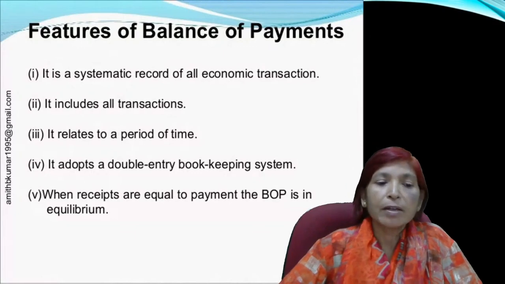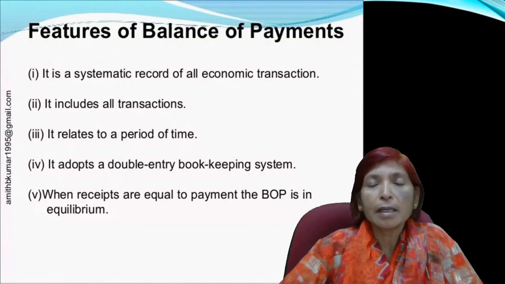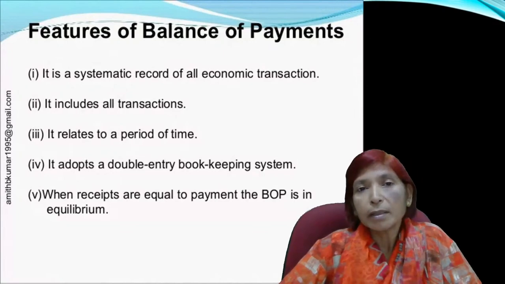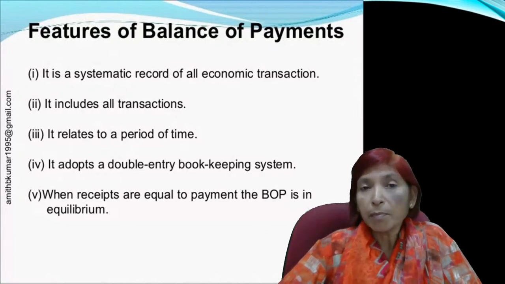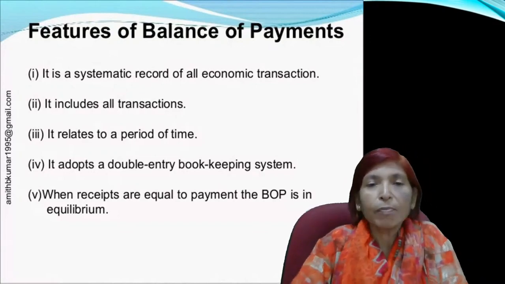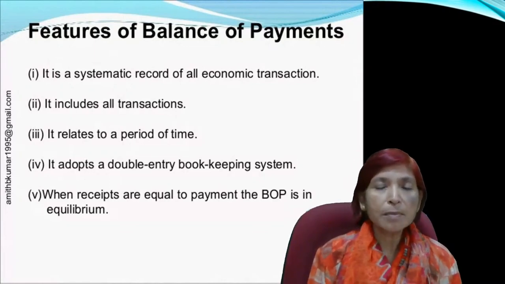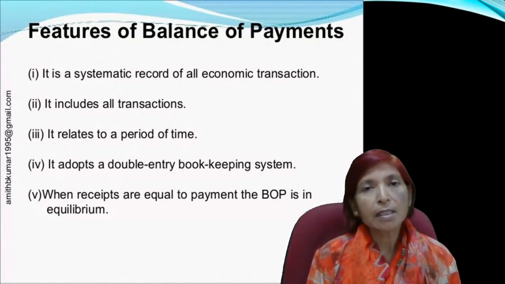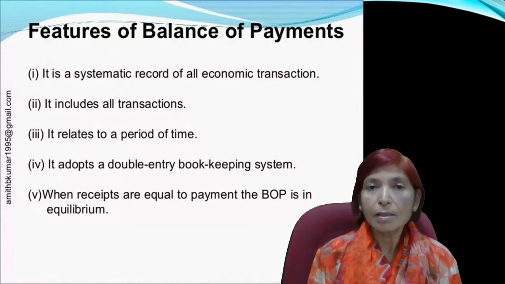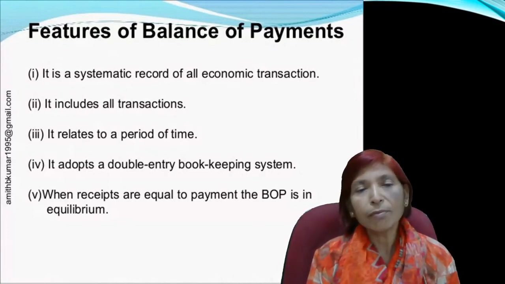And next, when receipts are equal to payments, the balance of payment is in equilibrium position. Otherwise, balance of payment may be unbalanced or in disequilibrium position. So balance of payment in an accounting sense, which is based on the double entry system, will always be in balance, but operationally or practically, it may be balanced or may not be. So these are the main features of balance of payment.